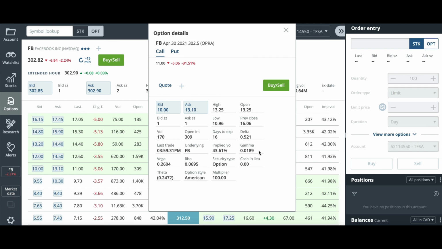So I hope that clarifies delta for you and helps you make informed decisions when using the delta Greek in your option trading.